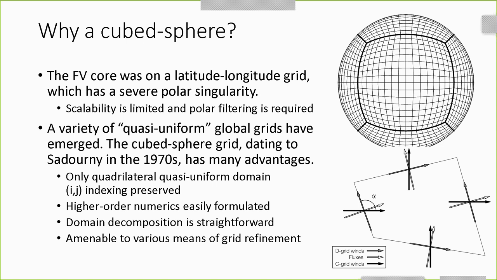Okay. The cubed sphere has a lot of advantages over some of the other domains. One is that this is the only way you can express a quadrilateral quasi-uniform domain other than the latitude-longitude grid. This allows you to maintain efficient i-j indexing, which you lose on the other grids. And on a cubed sphere, since you have a quadrilateral domain, higher-order numerics are easily formulated. It can be difficult to do this on some other grids. Domain decomposition is straightforward, and it's also amenable to various means of grid refinement, from nesting to stretching.